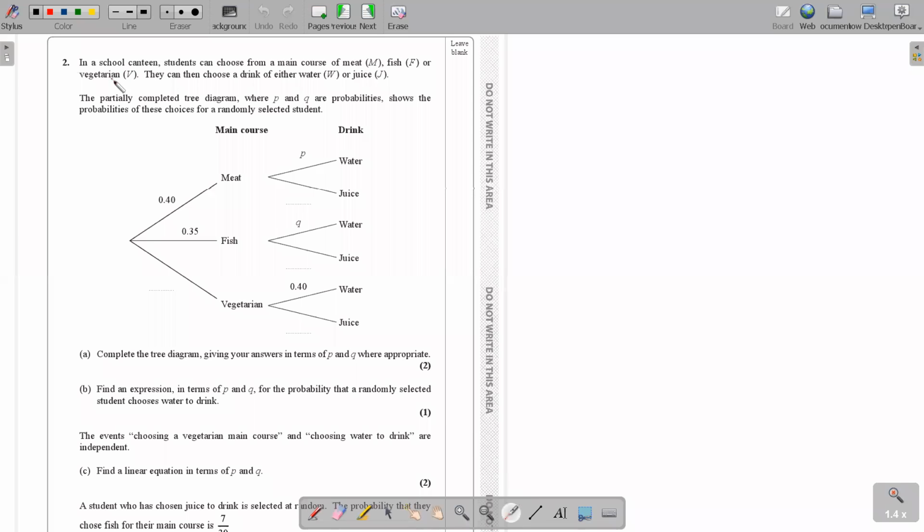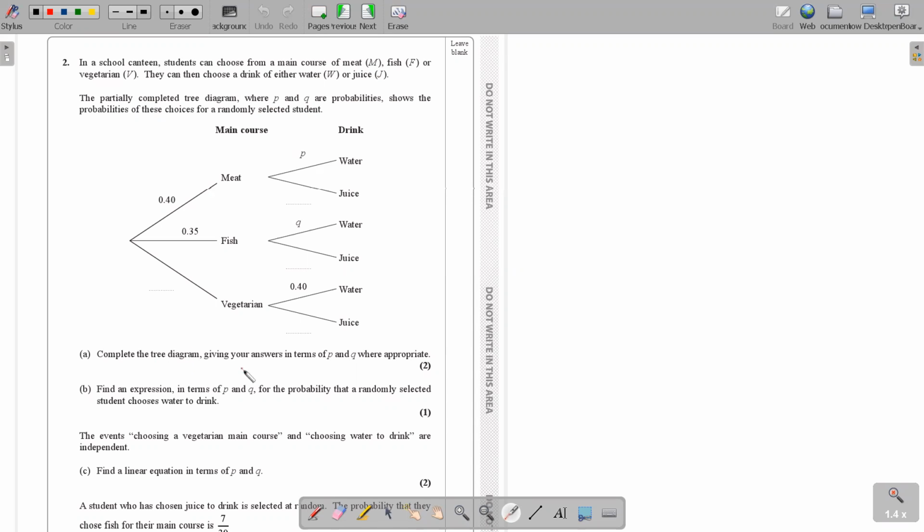So question number 2. In a school canteen, students can choose from a main course of meat, fish, or vegetarian. They can choose a drink of either water or juice. The partially completed tree diagram, where P and Q are probabilities, shows the probabilities of these choices for a randomly selected student.